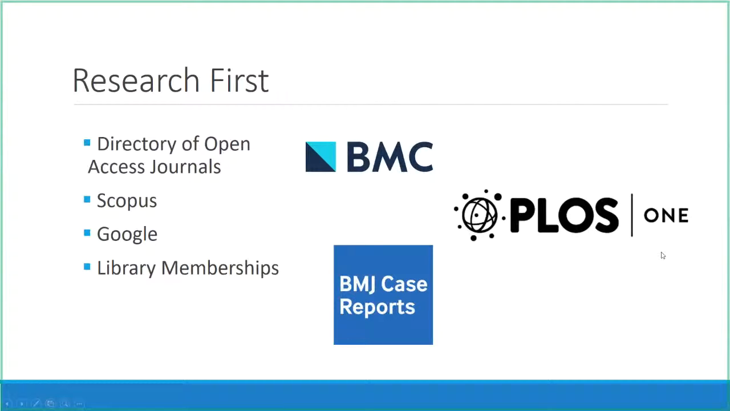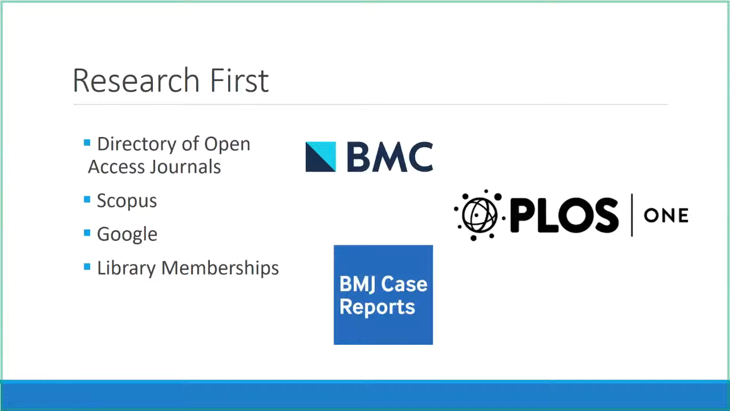PLOS One is a general journal, something more along the lines of Science or Nature. And BMJ Case Reports, we just got membership with them, I think last month. And they are, as it says, case reports. So also if you're a resident or working with residents, BMJ Case Reports may be a very good place to send them. Jackie, one caveat.